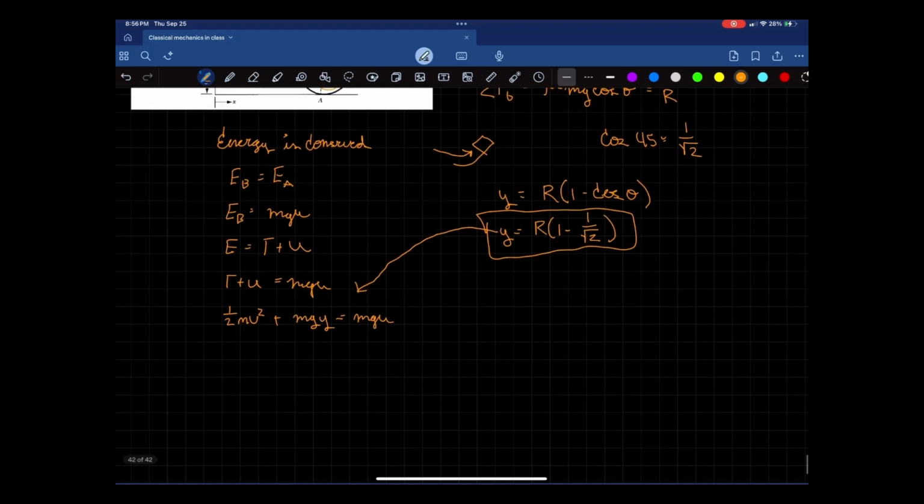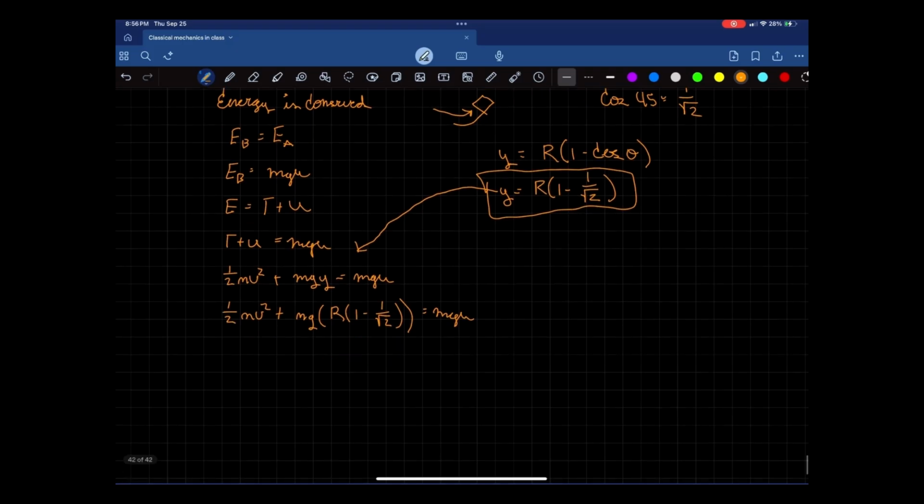So we can set this up as half mv squared plus mg r times 1 minus 1 over root 2 is equal to mgh. And basically from here we just solve for v squared. That's what gives us our speed.